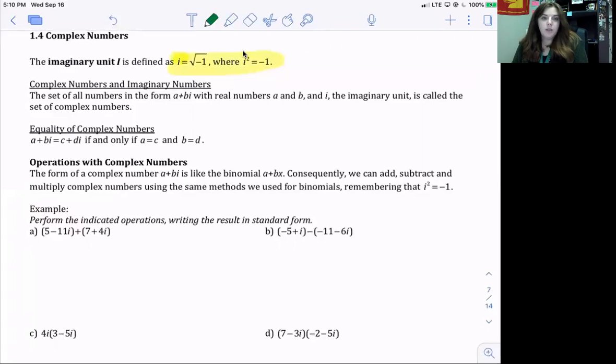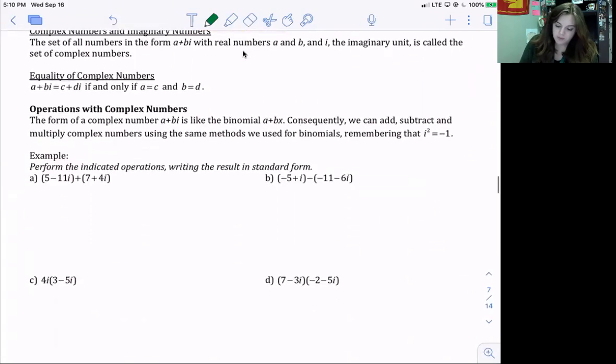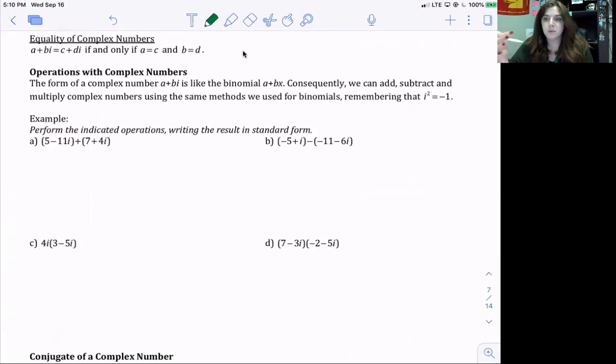When we look at the equality of complex numbers, a plus bi equals c plus di if and only if a equals c and b equals d. Operations with complex numbers are going to be the same as what we did with polynomials. So add, combine like terms; subtract, make sure you distribute the negative; multiply, FOIL. The thing is, we need to remember that i squared equals -1 when we simplify, and then we always want to write it in standard form, a plus bi.